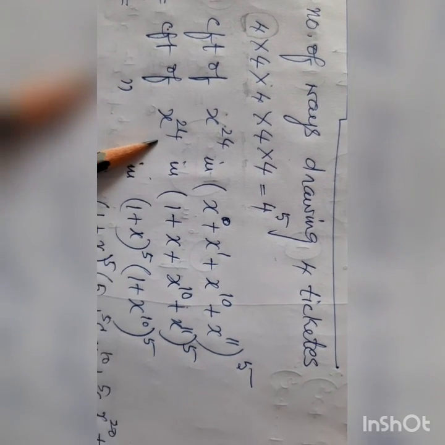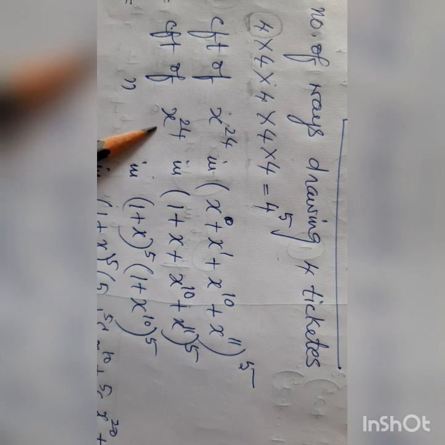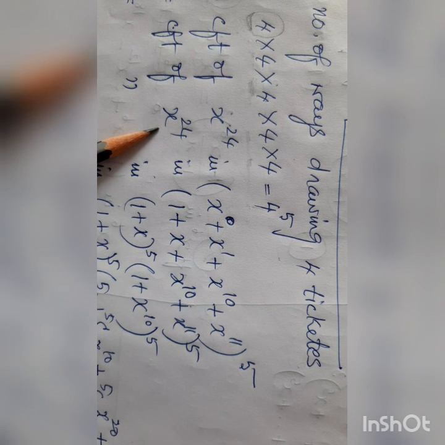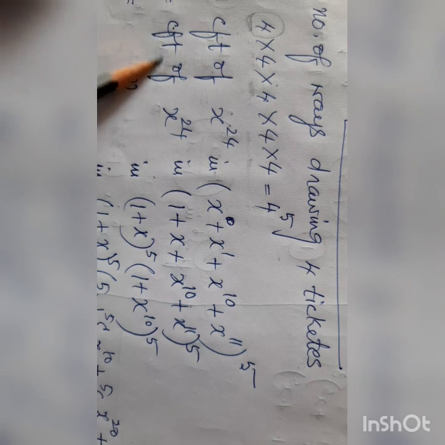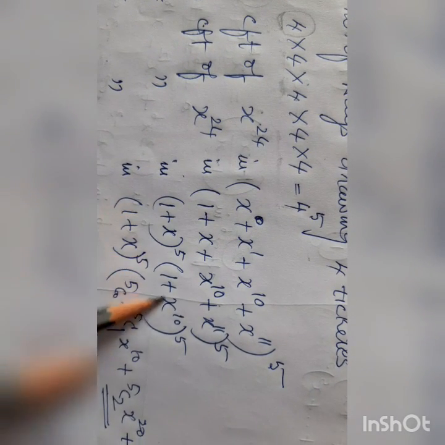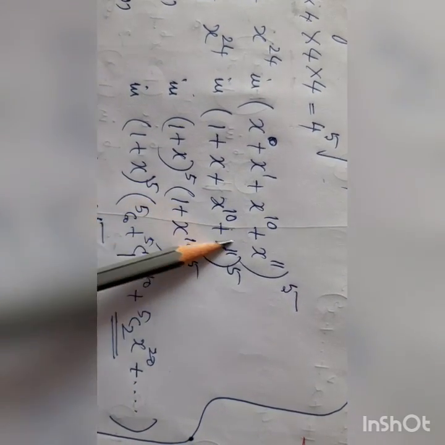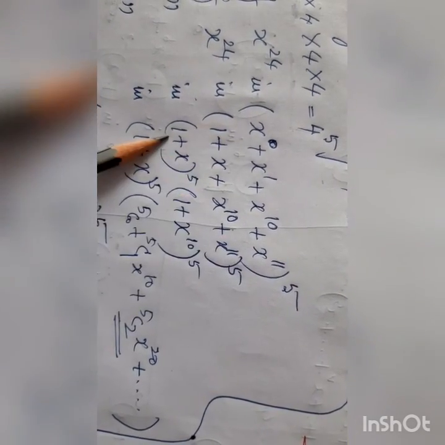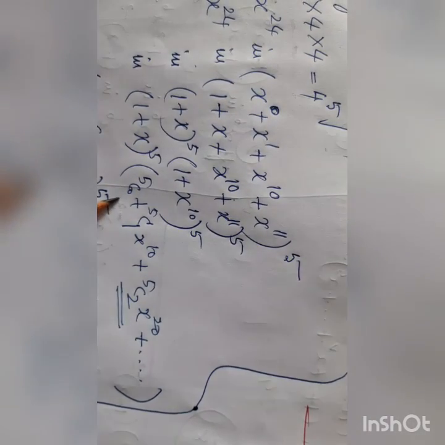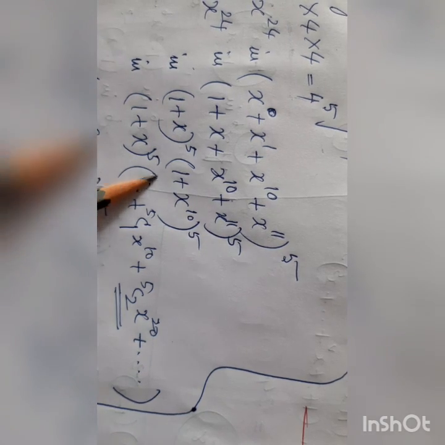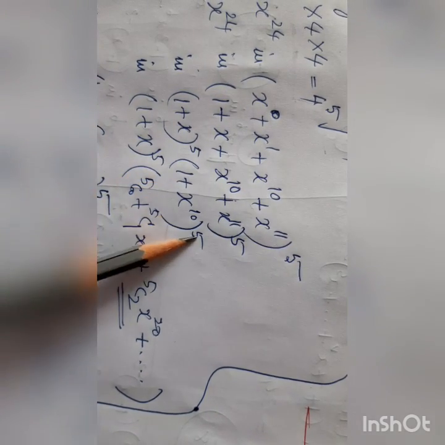So CFT means coefficient of x power 24. Same model you all learned in combinatorics, just before this question I told. CFT of x power 24 in like this. So what are the factors? 1 plus x whole power 5. In the binomial expansions, I changed this 4-nomial into a binomial product. So you have to learn the expansion of 1 plus x whole power n.